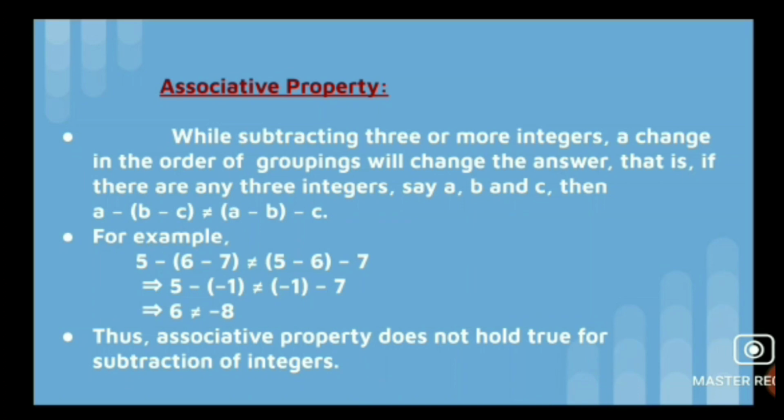So minus 1 minus 7. Here we have the same sign, so you have to add. So the answer is minus 8. On the RHS we have 5 minus (6 minus 7). So 6 minus 7 is minus 1, and 5 minus minus 1 becomes 5 plus 1. So the answer is 6. So 6 is not equal to minus 8. Thus associative property does not hold true for subtraction of integers. When we are changing the grouping of the numbers, surely the answers will differ in associative property.